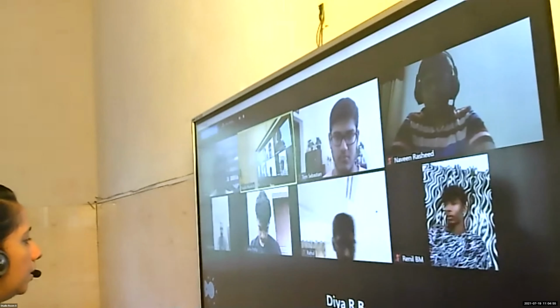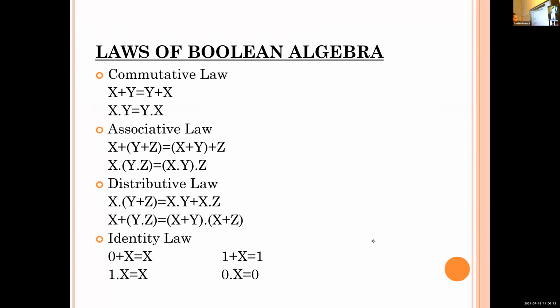Okay. So our next topic is laws of Boolean algebra. Write the heading: laws of Boolean algebra. These all laws are related with maths. I think you learn all these laws in mathematics. Commutative law, associative law, distributive law. Isn't it?